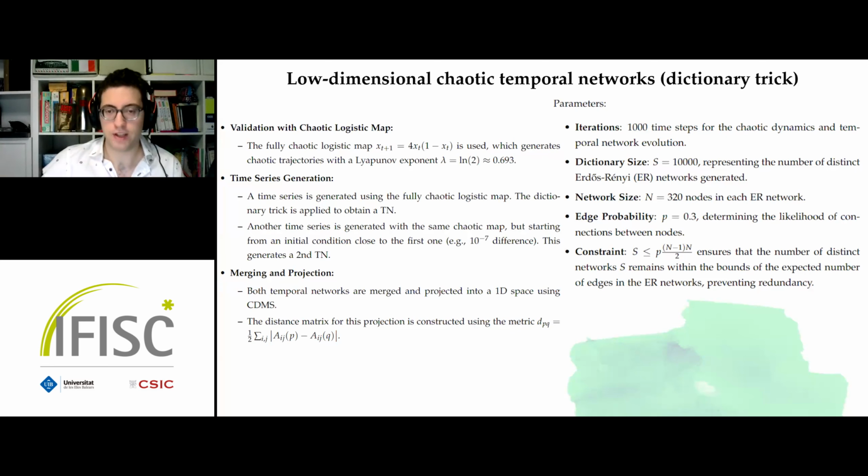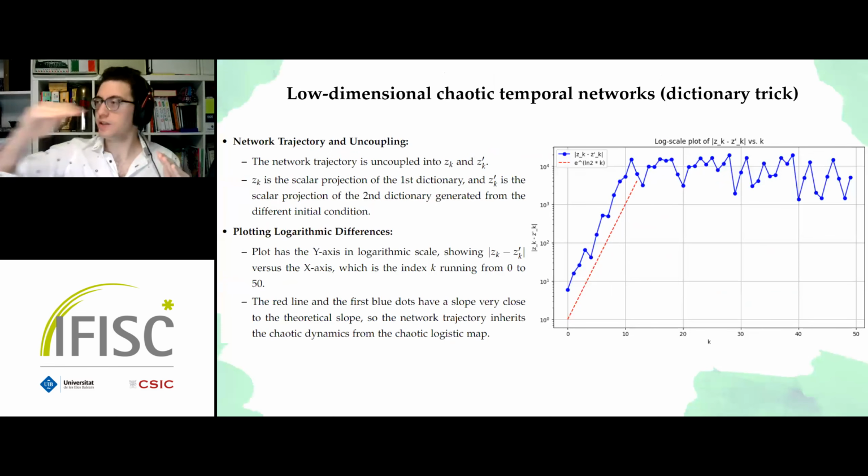One thing we have to do about the parameters is ensure that the number of networks chosen remains bounded by the expected number of edges in an Erdős–Rényi network, because this will prevent redundancy in the temporal network dictionary. Now we have the whole network trajectory, but it comes from two dictionaries. So we uncouple the network trajectory into set K and set K prime. Set K is the scalar projection of the first dictionary, and set K prime is the projection of the second dictionary, generated from a different initial condition.